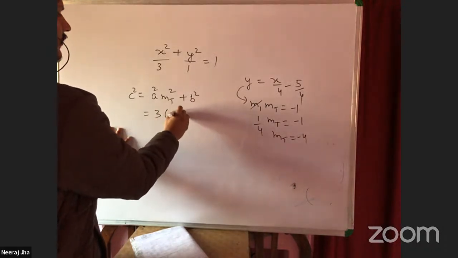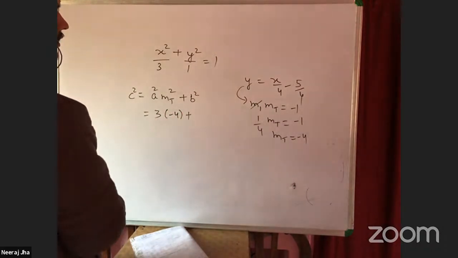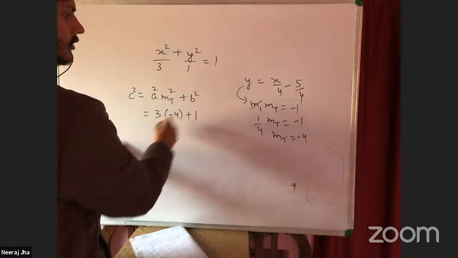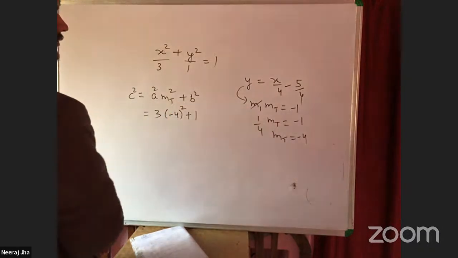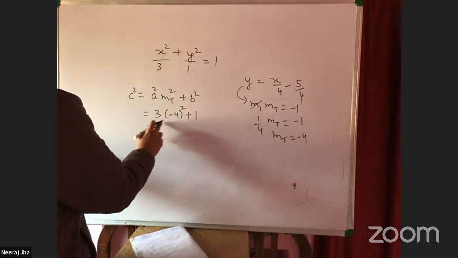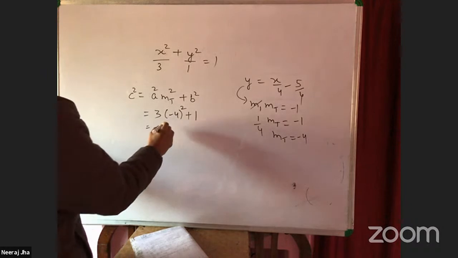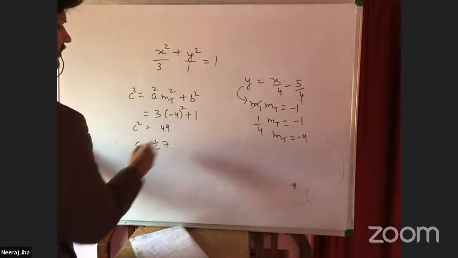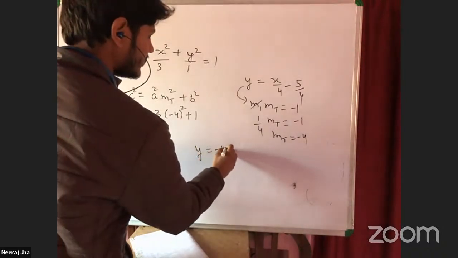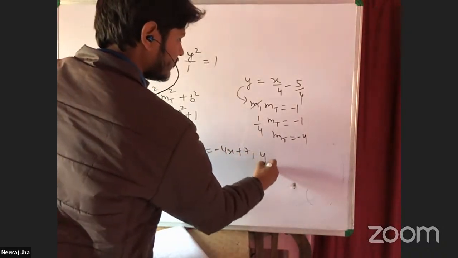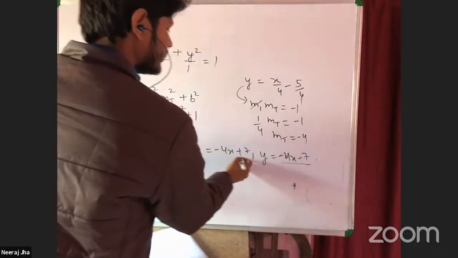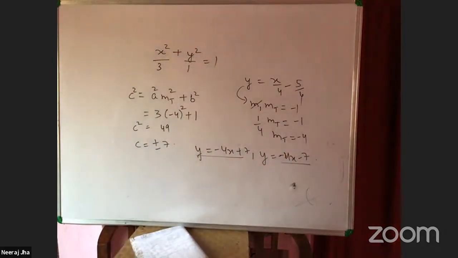Slope is minus 4, so the square is 16. What is b? b square is 1, right? So 4 4s are 16 into 3, 48 plus 1, 49. c square is equal to 49. That means c is equal to plus minus 7. So y is equal to minus 4x plus 7 and y is equal to minus 4x minus 7. These are the two tangents to the ellipse.